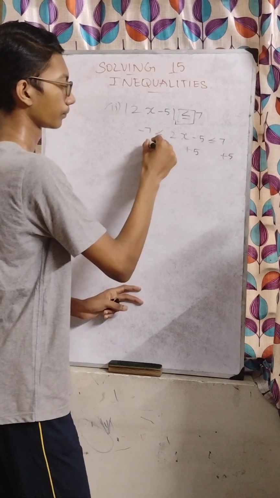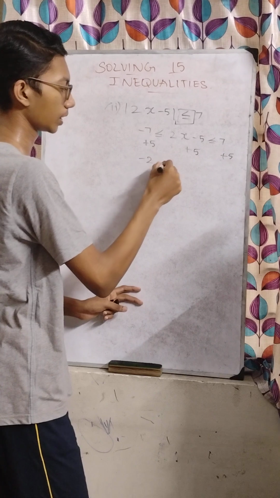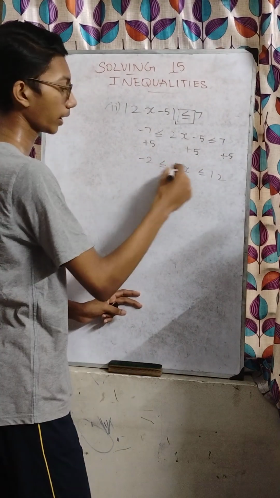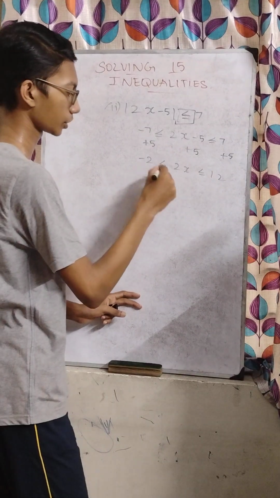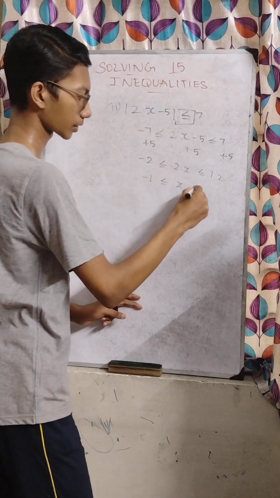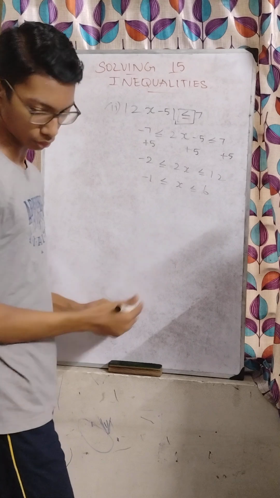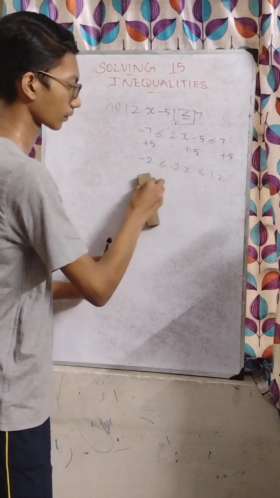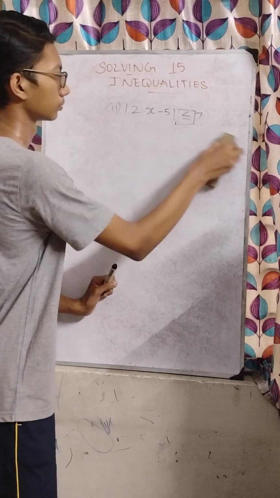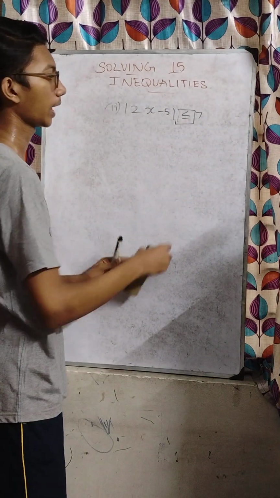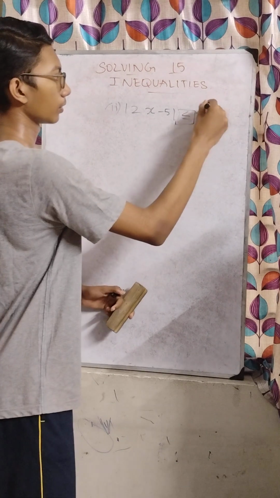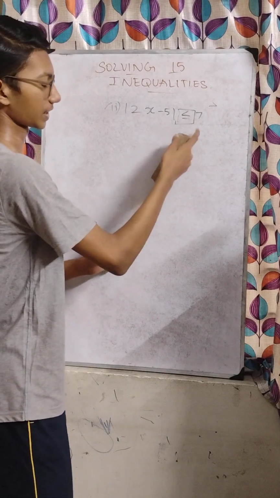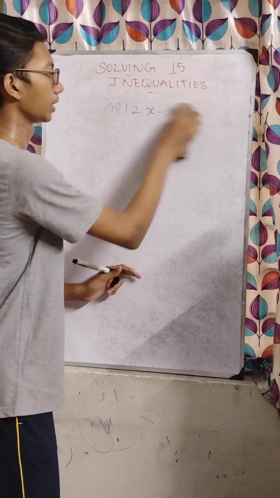Add 5. So we have minus 2 less than or equal to 2x less than or equal to 12. Divide all this by 2. We have minus 1 less than or equal to x less than or equal to 6. So this is the final notation for this question. In the previous question we had a greater than sign, so that's why we did two intervals. But this is just between minus 7 and 7, so that's why we did a single interval.